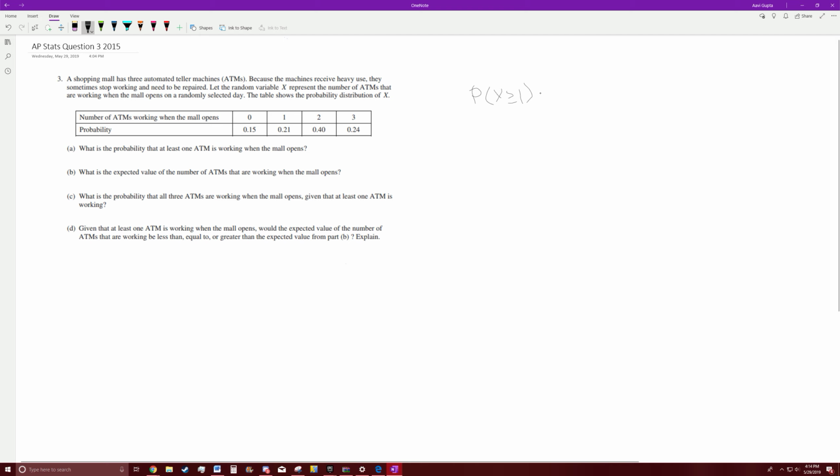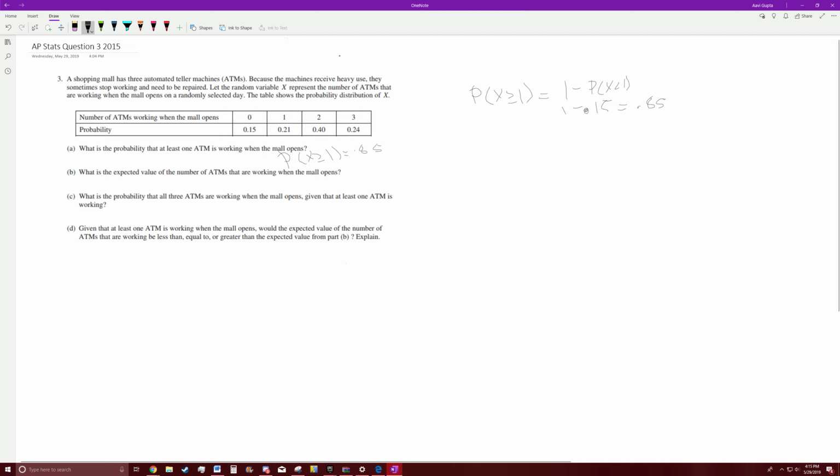So I can state that this is also equal to 1 minus the probability that random variable x is less than 1. Well, this occurs only once. This occurs right here. 0 is less than 1, therefore the probability that x is less than 1 is 0.15. So 1 minus 0.15 is equal to 0.85. So that's our answer for part A. Right, P(x greater than or equal to 1) is equal to 0.85.